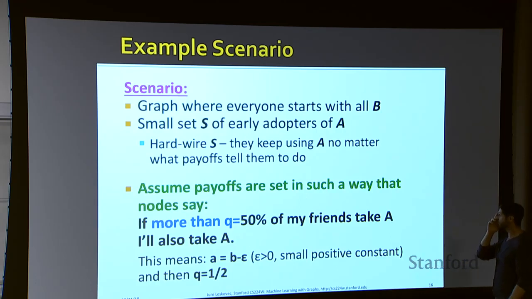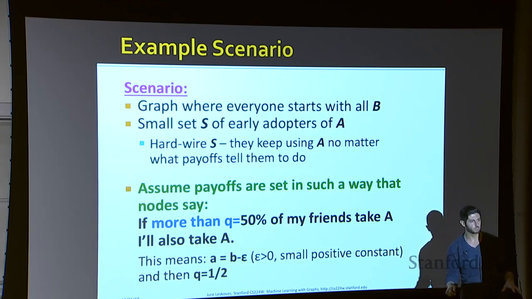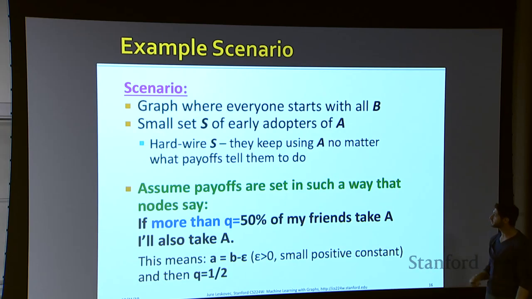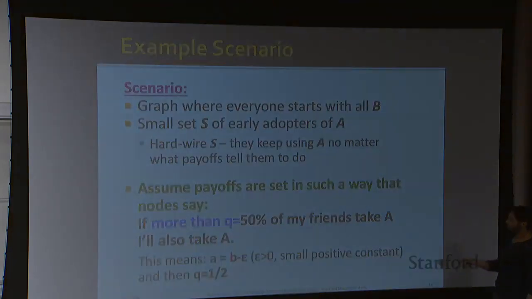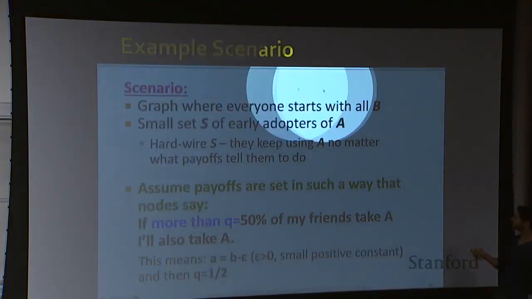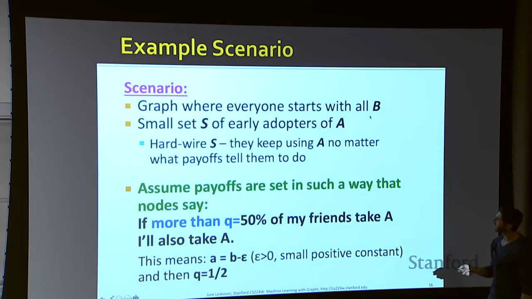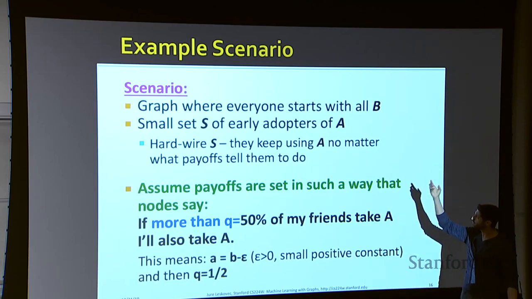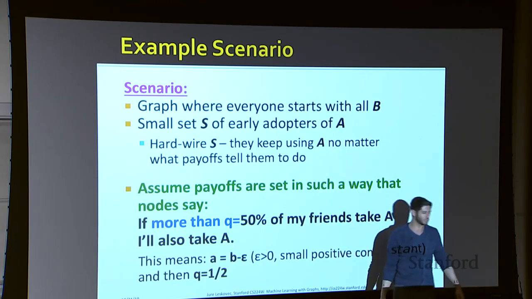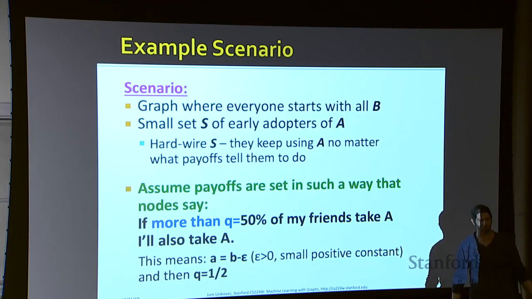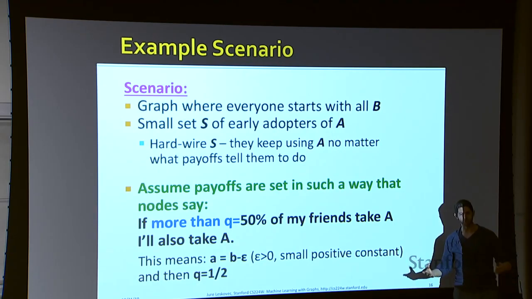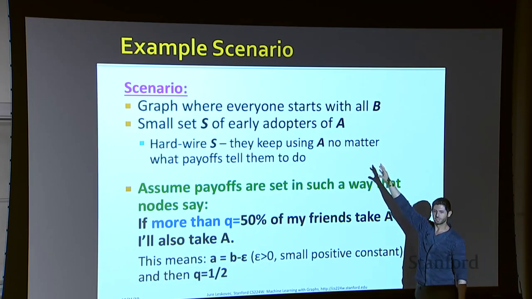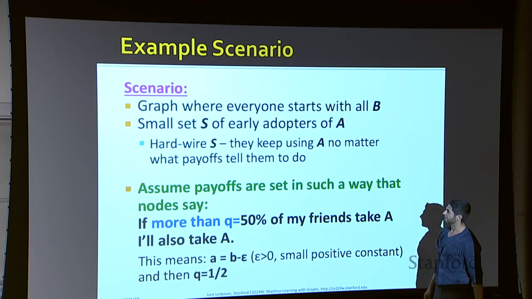So let's go through an example scenario. Now we have our graph where everyone is starting with behavior B. That's the status quo technology. Let's say everyone was using Betamax back then. So everyone was using B, and a small set in our graph, S, is formed by just early adopters of A. You have this happening in a lot of technologies. You read on the internet a lot about Apple fanboys, people that will buy each single product that Apple releases. So that's our A, all the people that will never buy anything else except Apple products.